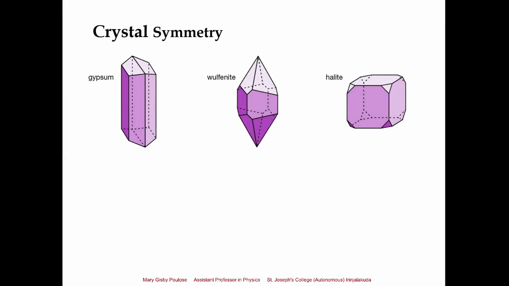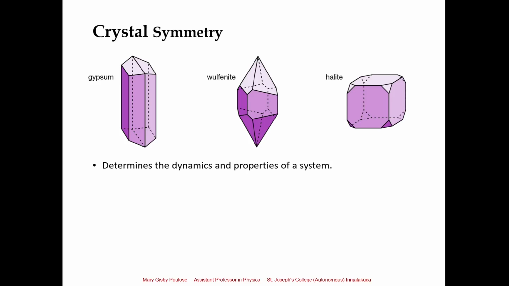Good day, students. Today, let us look into the symmetry in crystals. Here are pictures of a few crystals: gypsum, wulfenite, and halite. All these crystals show symmetry in particular directions. They have a particular shape. This is because these crystals possess symmetry in each orientation.